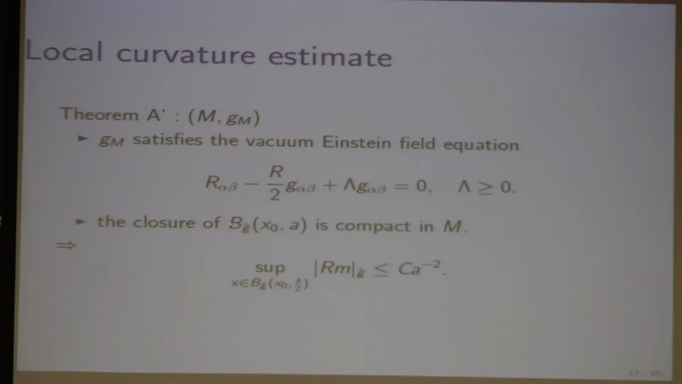So this ball of Riemannian geodesic distance A, with respect to the Riemannian metric defined a moment ago, then the norm of the curvature on a slightly smaller ball, of radius A/2, is controlled by C times A to the power minus 2. A is the radius. Here this curvature, Rm, is the curvature of the Lorentzian metric Gm, and the norm is defined with respect to the Riemannian metric.